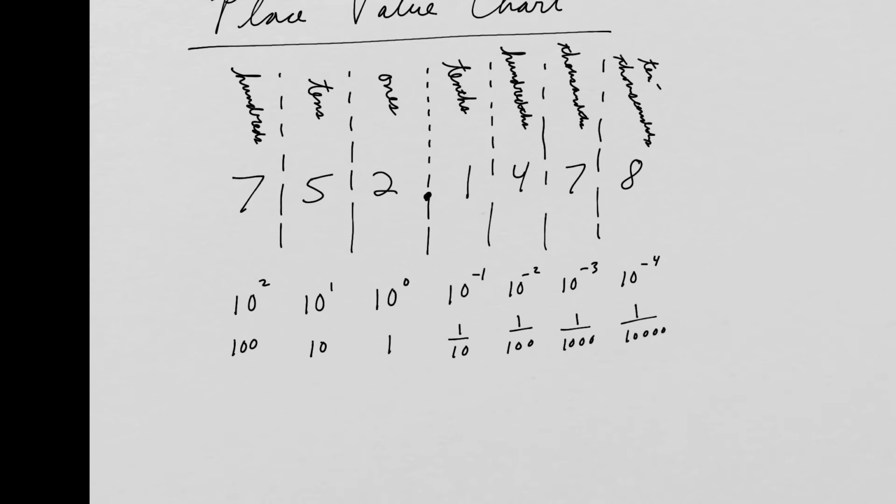And it keeps going. If I go further to the left, I add to the exponent. If I keep going further to the right, I'm going to subtract from the exponent. So again, it's powers of 10. Each position is a power of 10.